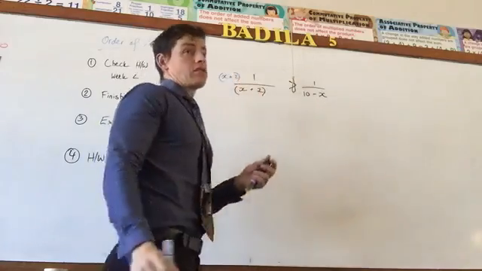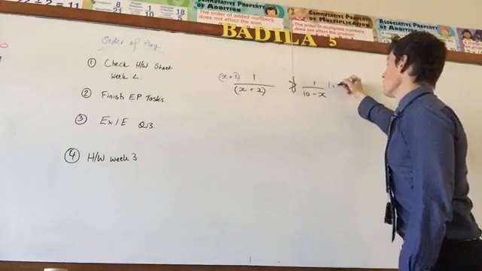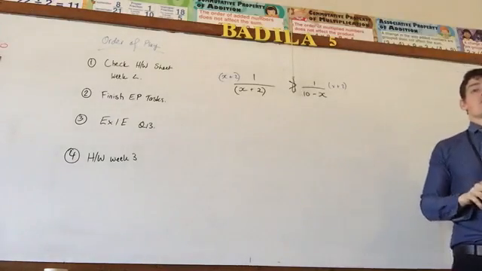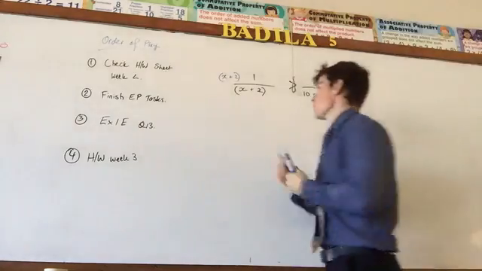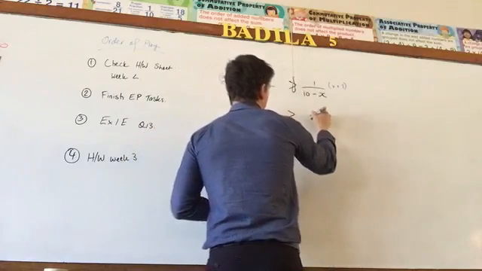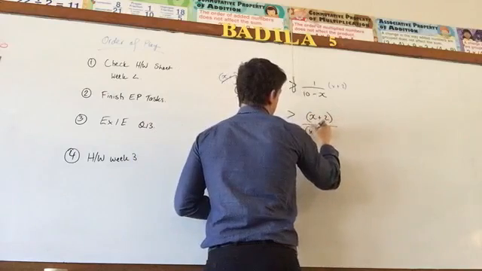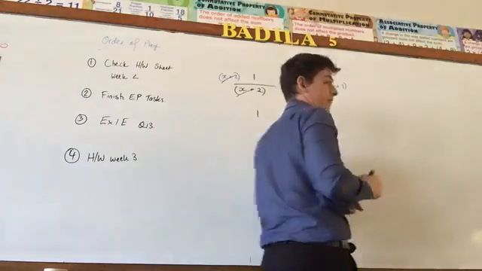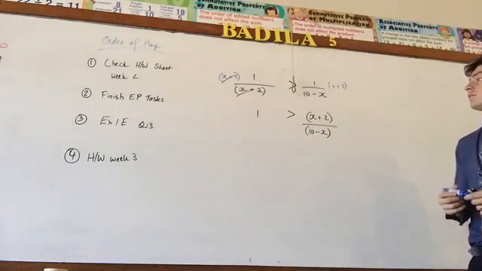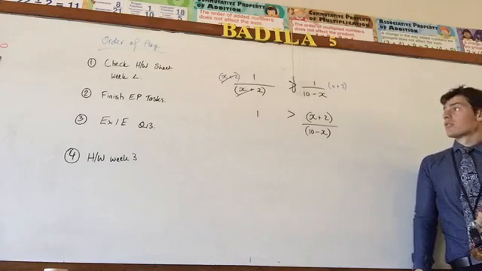I can do that, correct? But I have to do it to the other side, don't I? What happens to the x plus 2's? They cancel out. So now I'm left with 1 is greater than x plus 2 divided by 10 minus x. Wait. You need x plus 2 greater than x plus 2 divided by 10 minus x. X plus 2 is greater than what?